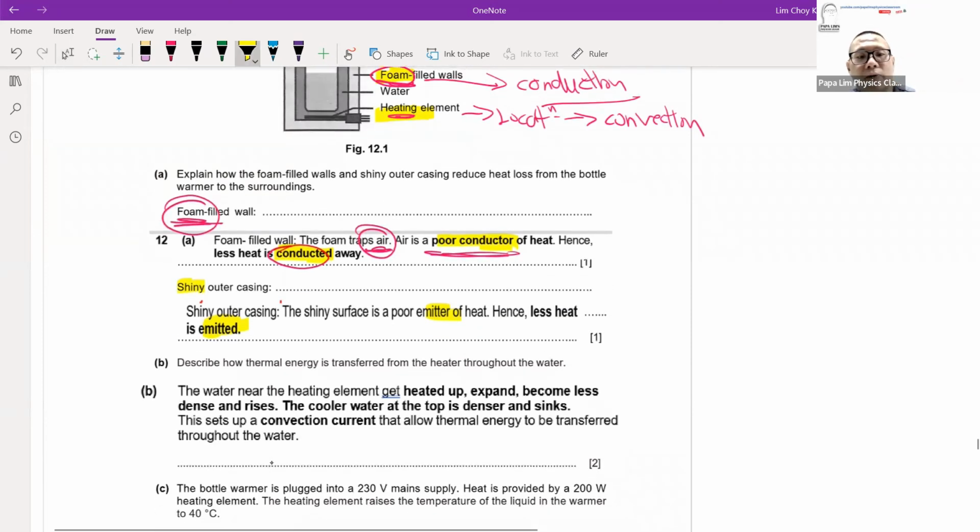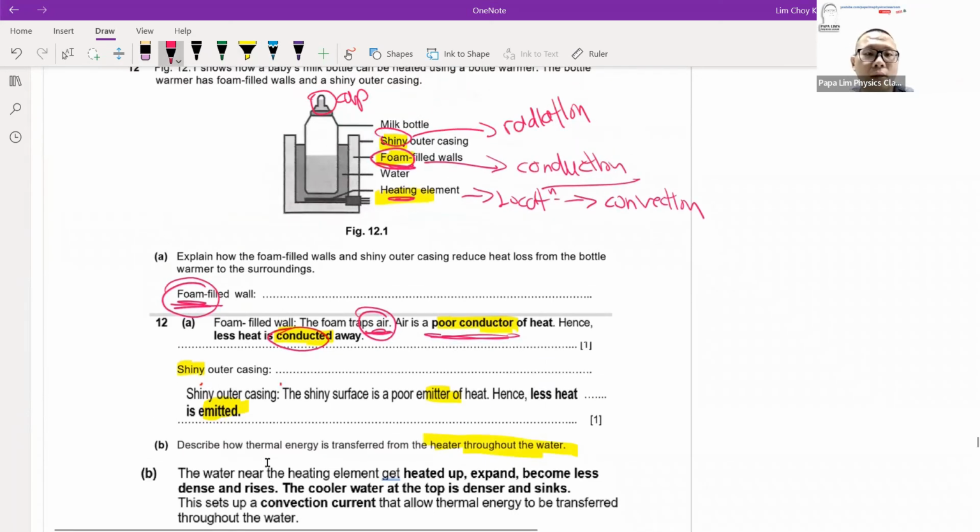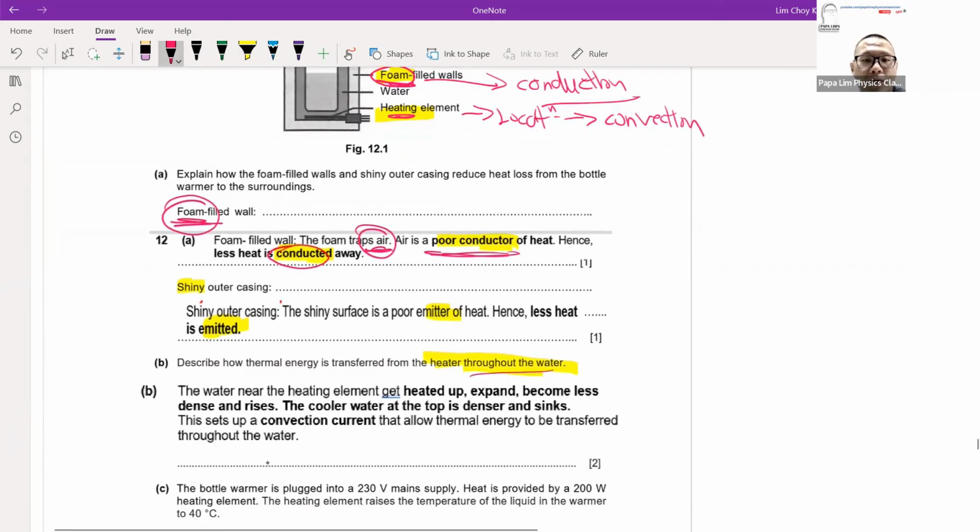How is energy transferred from the heater throughout the water, not the milk bottle, everything is throughout the water. Throughout the water, it has to do with the heating element, the location. And location deals with convection. Convection only deals with two things: hot versus cold.